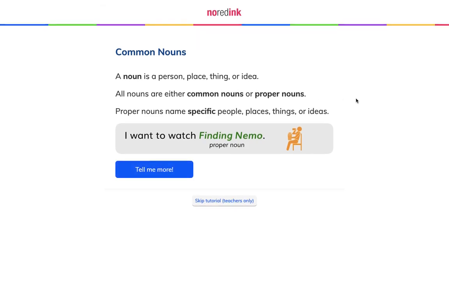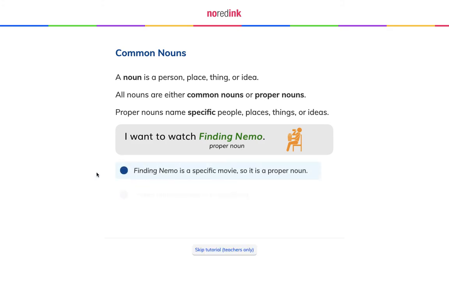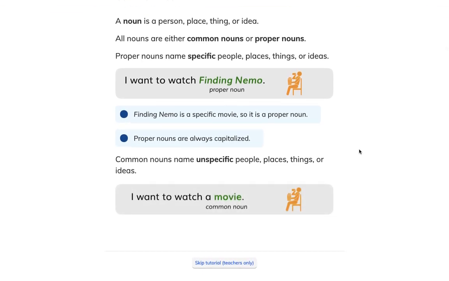Proper nouns name, like we said, specific people, places, things, or ideas. So in this instance, Finding Nemo is the specific title of a movie, so it is capitalized. Common nouns name the same categories, but they name unspecific things. So instead of saying Finding Nemo, you would just say movie.